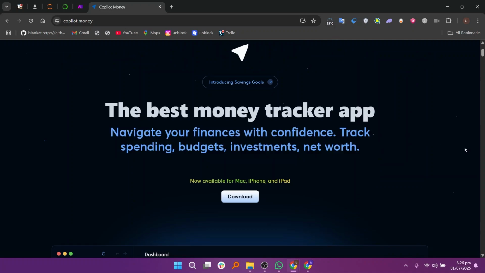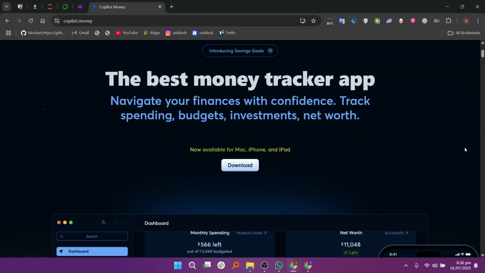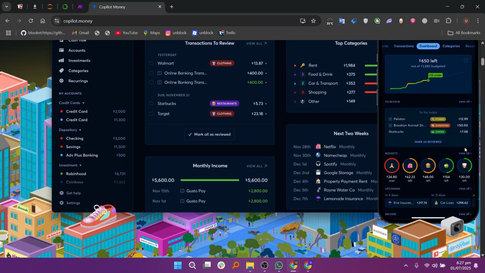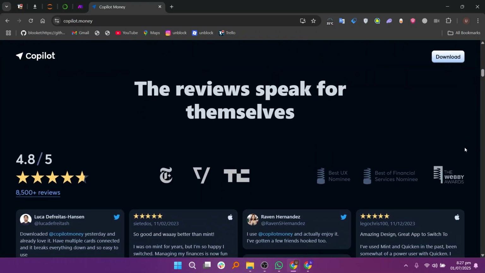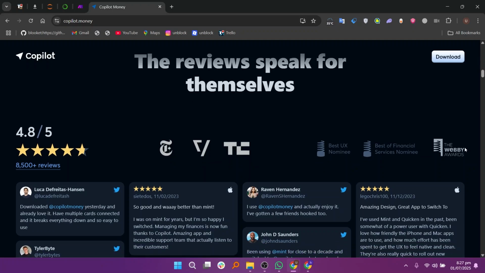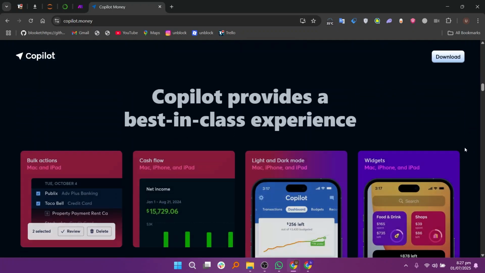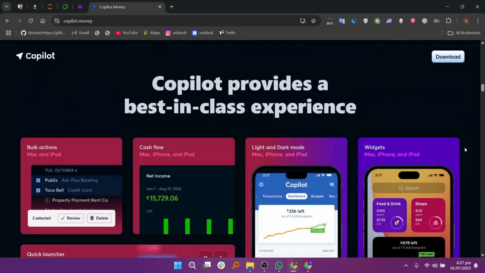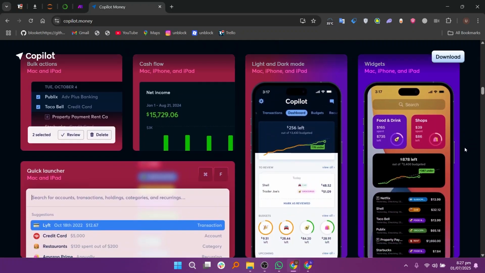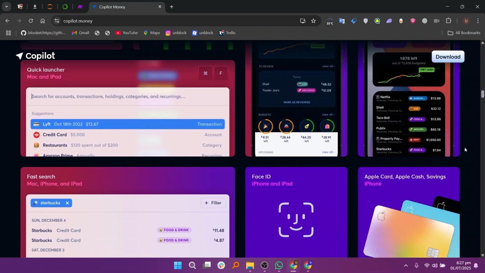Copilot is a smart financial management app designed to help users track their income, expenses, budgets, and savings goals with ease through a clean, automated interface. It securely links to your bank accounts, credit cards, loans, and investments to provide a real-time picture of your financial health. By leveraging machine learning, Copilot automatically categorizes your transactions and gives personalized insights into your spending habits.